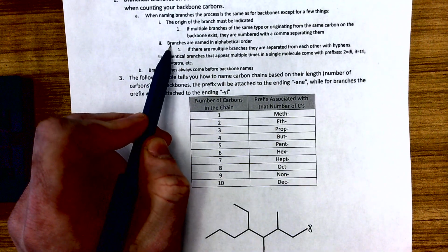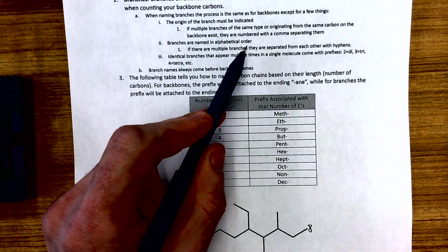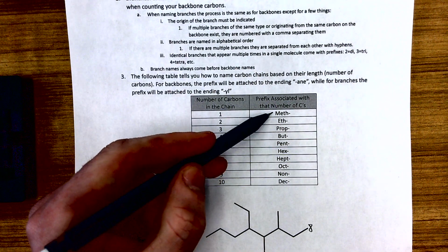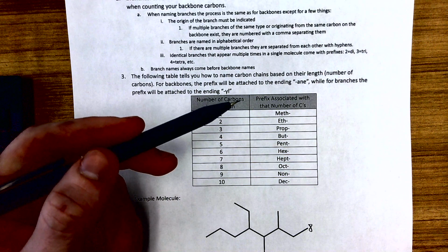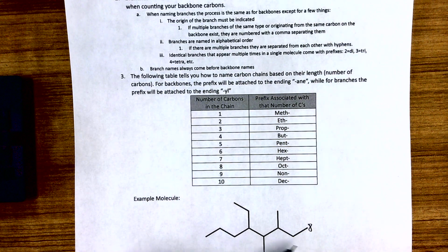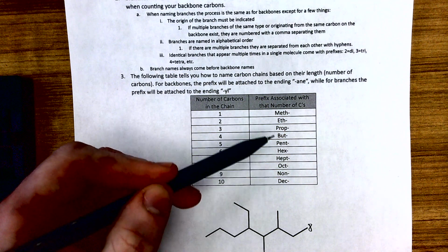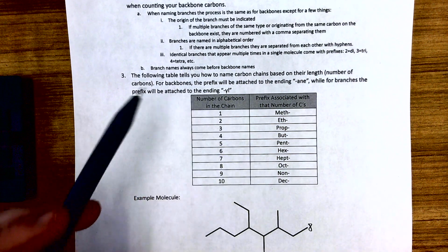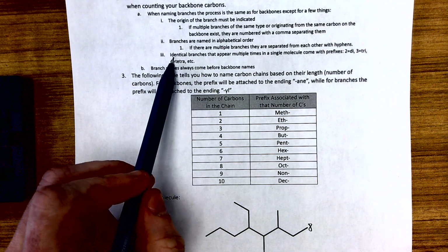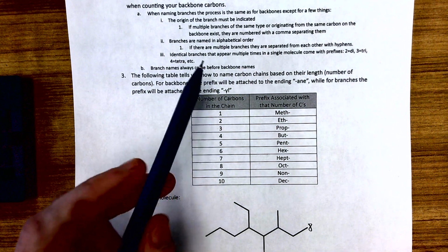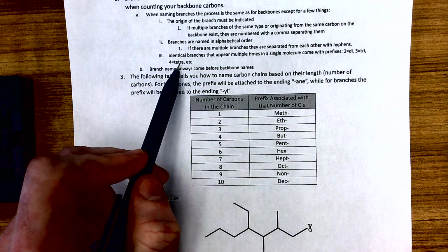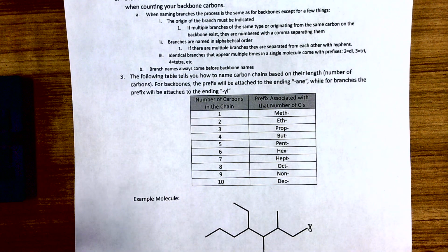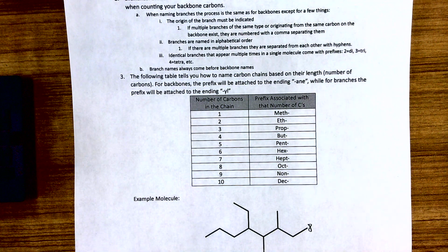Second rule is that branches are named in alphabetical order. So ethyl comes before methyl, methyl comes before propyl, and so on. It doesn't matter what number it is that it comes out of. It matters about the alphabetical order. Then finally, if there are identical branches that appear multiple times, then we give them a prefix, di, tri, tetra, etc. And something to note is that these prefixes do not affect the alphabetical order.